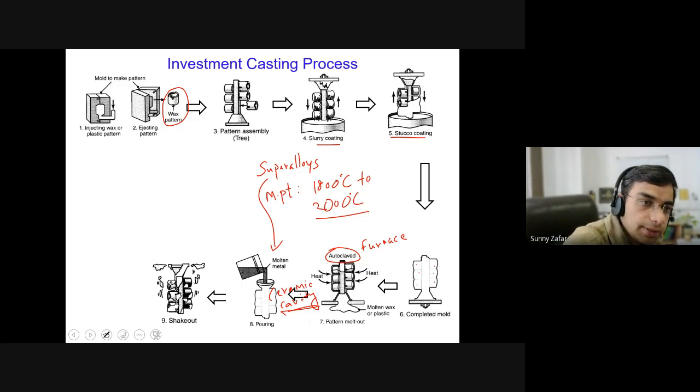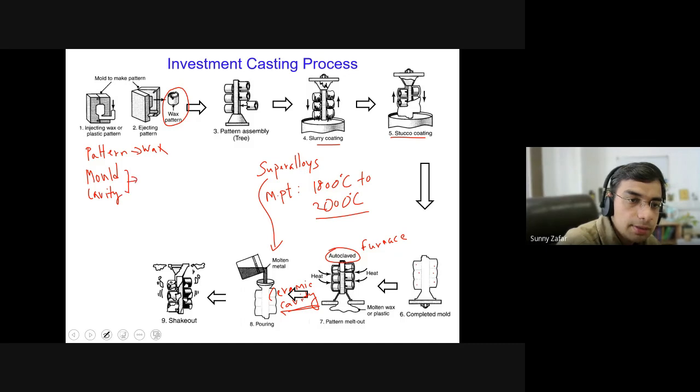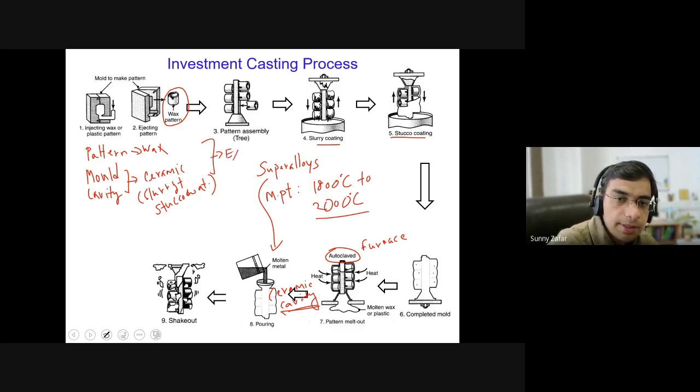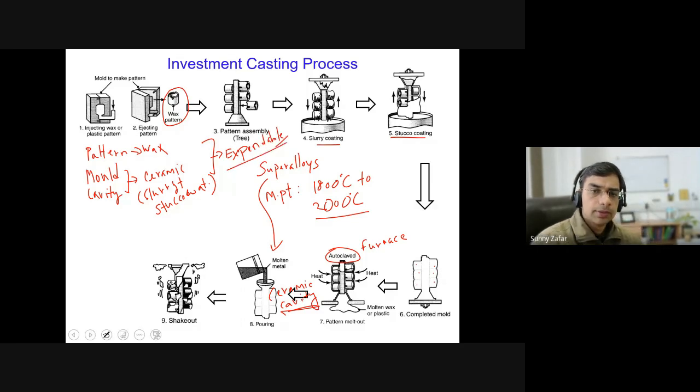So in the investment casting process, the pattern is of wax, and the mold cavity is of ceramic, specifically speaking slurry plus stucco coating. Both of these things are expendable, means these get destroyed in the process. Means they cannot be reused again and again.